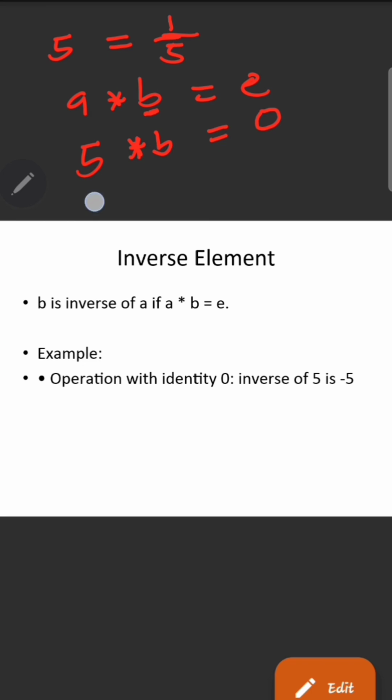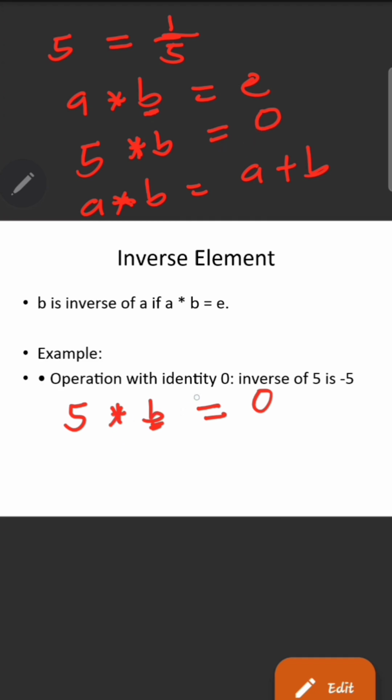So let's say A operation B is equal to A plus B. So we are defining this on addition. Now to find the inverse of 5 based on addition, we are going to have 5 operation B. B is the inverse that we are looking for, equals 0, because 0 is the identity element for addition.